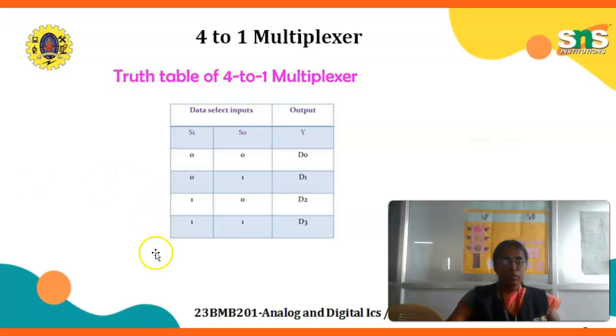So this is the truth table of the 4:1 multiplexer. If it is 0, 0, the output D0 is selected. If it is 0, 1, the output D1 is selected. If it is 1, 0, D2 is selected. And if it is 1, 1, D3 is selected.